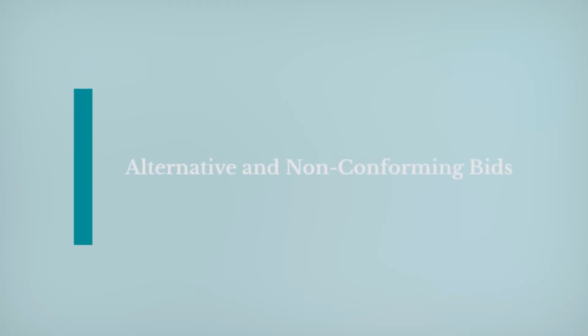Finally, alternative and non-conforming bids. So it's quite acceptable to present the client with a bid that's different to what they've asked for, provided that you've also supplied a conforming bid or a compliant bid. At first it seems like a bit of a strange idea, but sometimes suppliers can review the client's tender documents and they can come up with a better or more innovative idea to meet the client's needs in a different way.